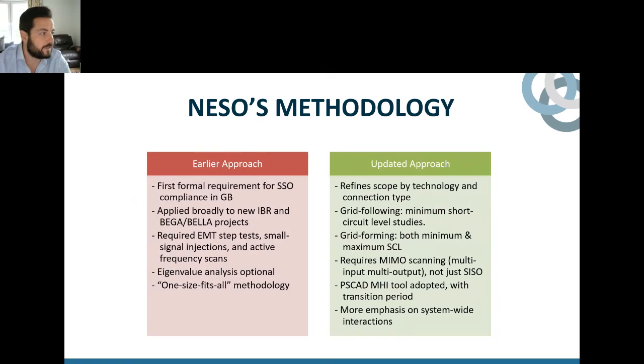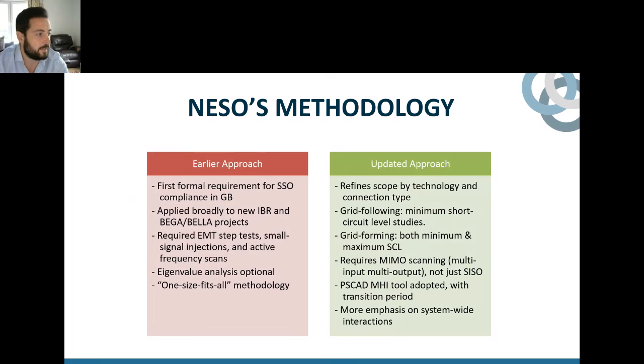However, just a couple of days ago, there was an updated approach on the subsynchronous oscillation studies. So it's still an ongoing process from NESO. It's still evolving. The first step was the interim scope in 2023, which here is mentioned as the earlier approach. This scope provided a baseline set of requirements, or of studies, that developers needed to provide to NESO to then be able to connect to the electrical network.